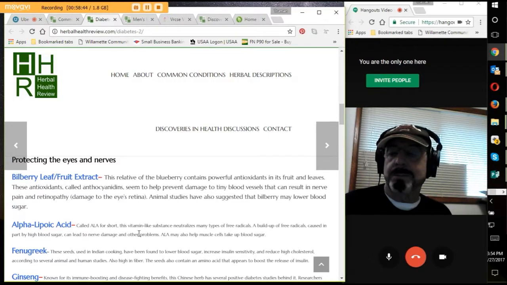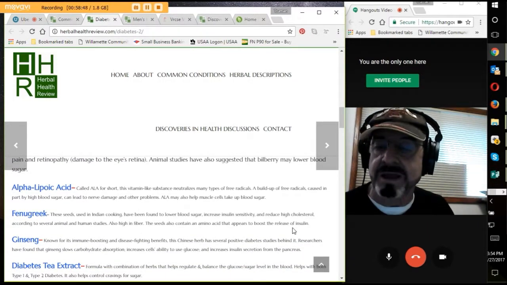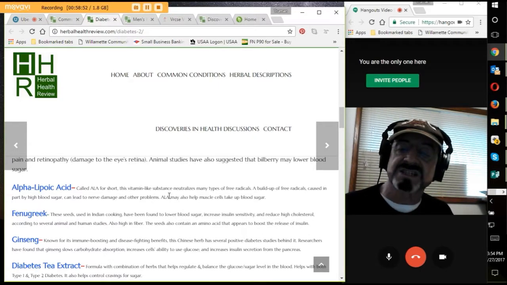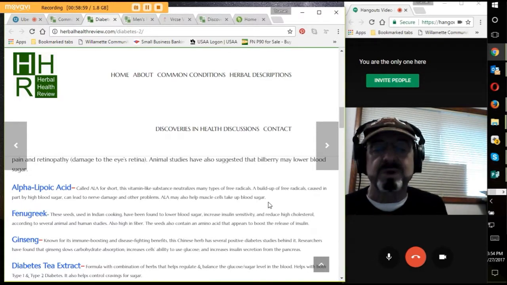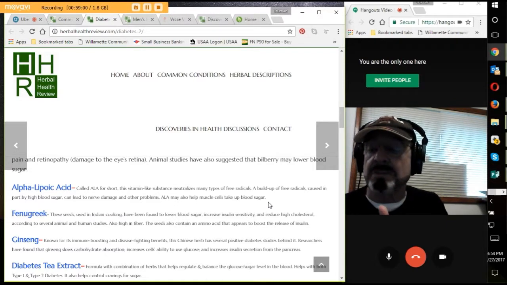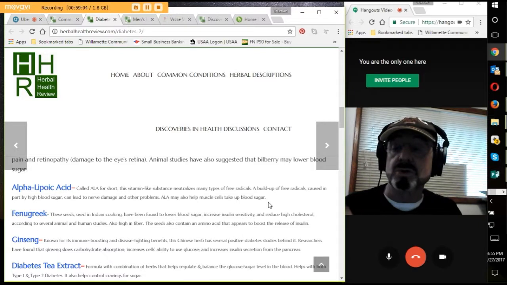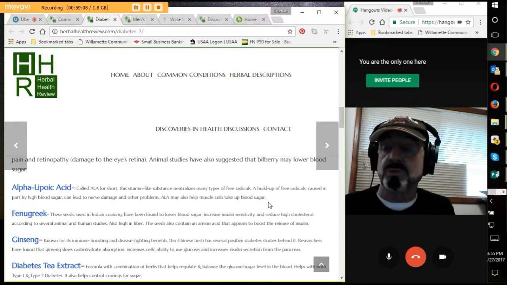So what's the alpha lipoic acid doing? It's called ALA for short, because this vitamin-like substance neutralizes many types of free radicals. A buildup of free radicals, caused in part by high blood sugar, can lead to nerve damage. And so here's where we're working with this neuropathy, with this alpha lipoic acid.